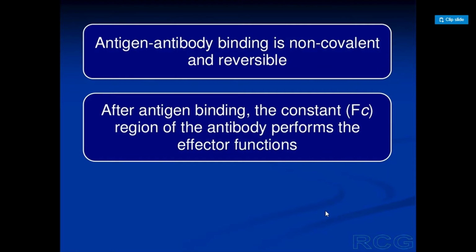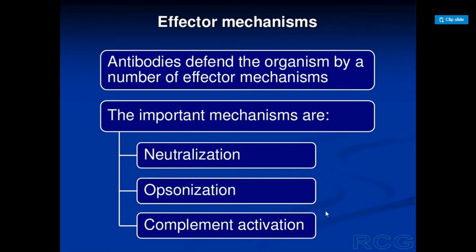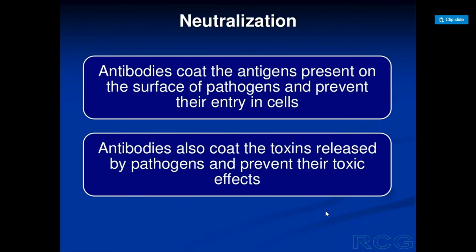This is very important to use the antibody in various other things also. After antigen binding, the constant Fc region of the antibody performs the effector functions. Antibodies defend the organism by a number of effector mechanisms, and these important mechanisms can be neutralization, opsonization, or the complement activation. What is this then?